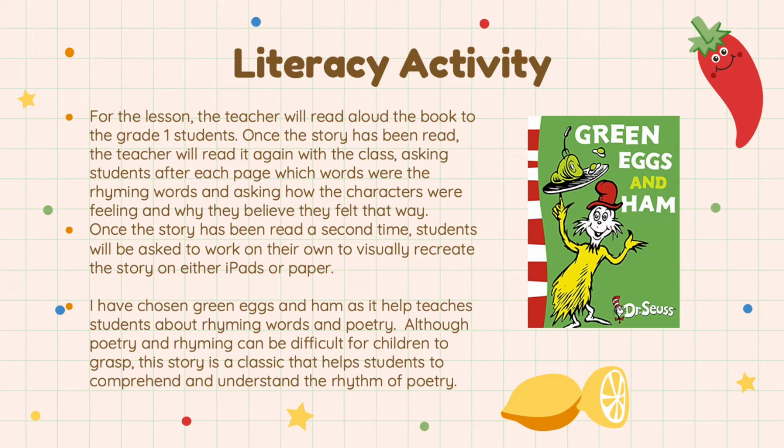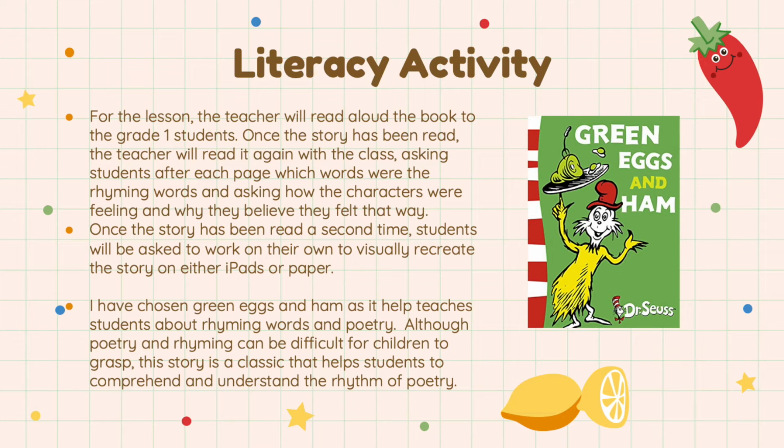sentences rhyme. For the lesson, the teacher will read aloud the book to grade 1 students. Once the story has been read, the teacher will read it again with the class, asking the students after each page which words were the rhyming words and asking how the characters would be feeling and why they believed they felt that way. Once the story has been read a second time, students will be asked to work on their own to visually recreate the story on either iPads or paper.